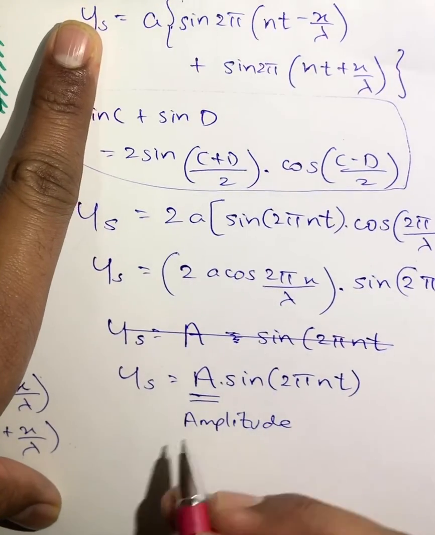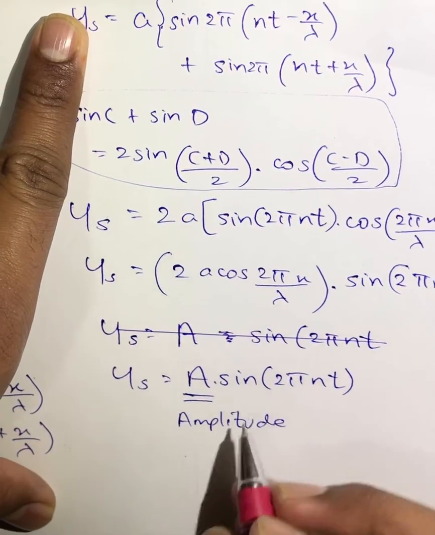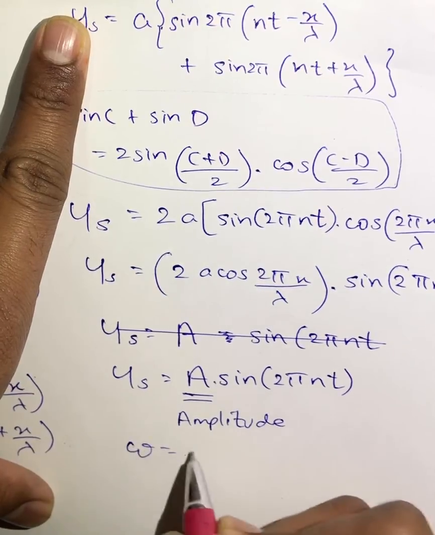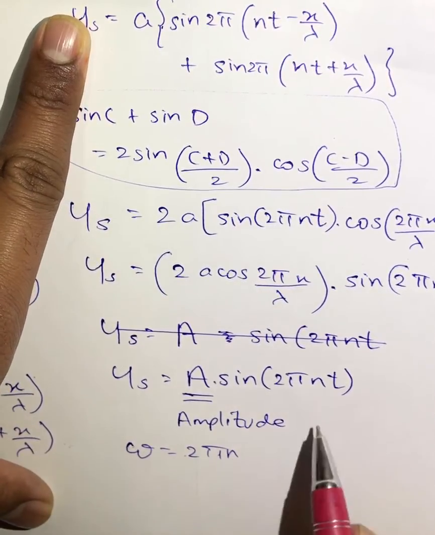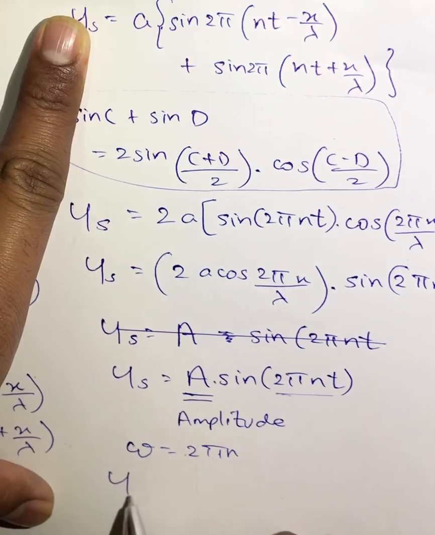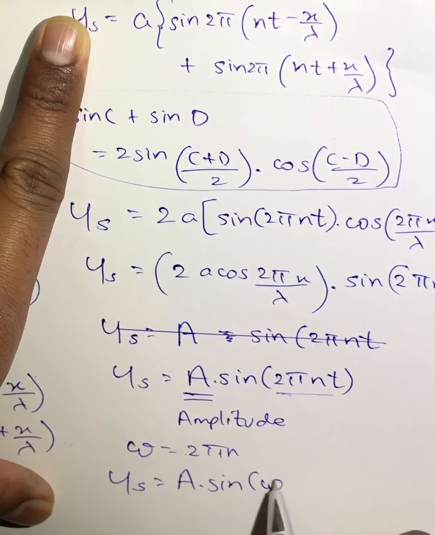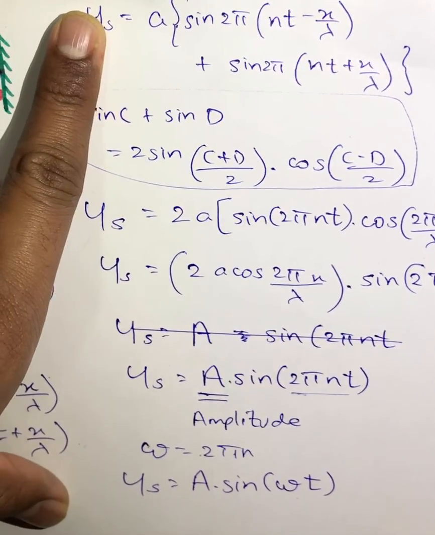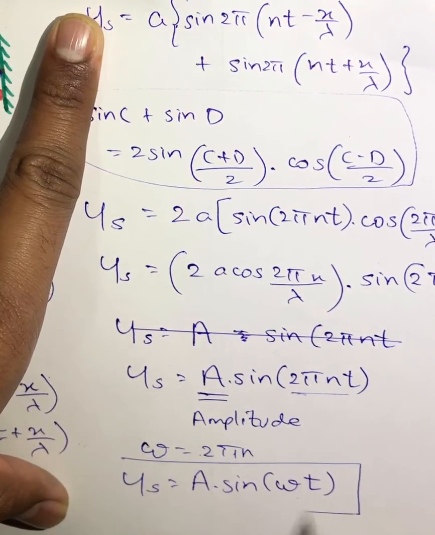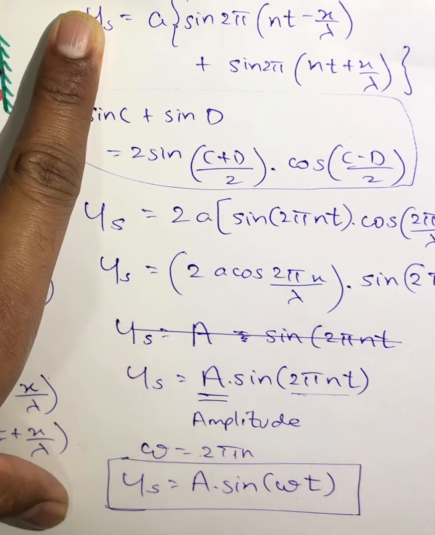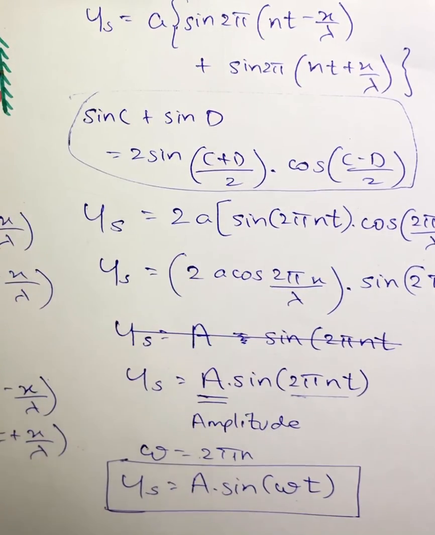And now further on simplifying, we know the formula for omega is nothing but 2 pi n. Substituting 2 pi n by omega, what we get is A into sin omega t. So this is the mathematical representation of a stationary wave.